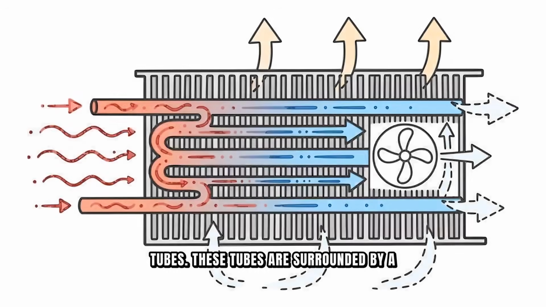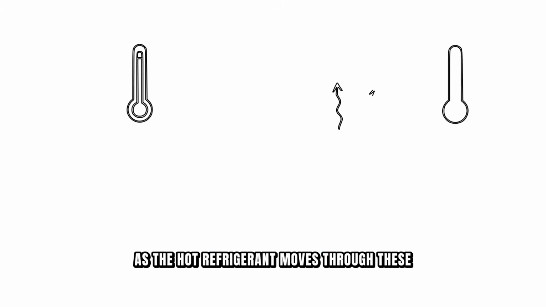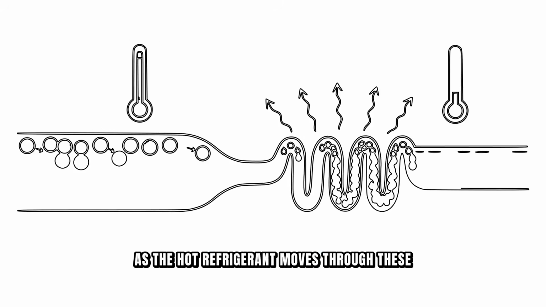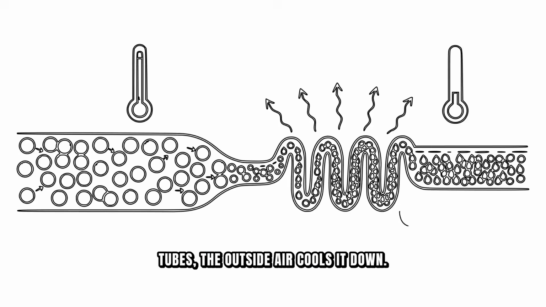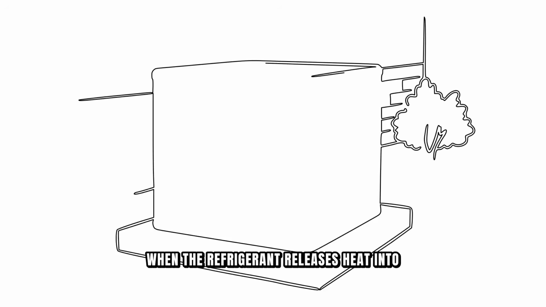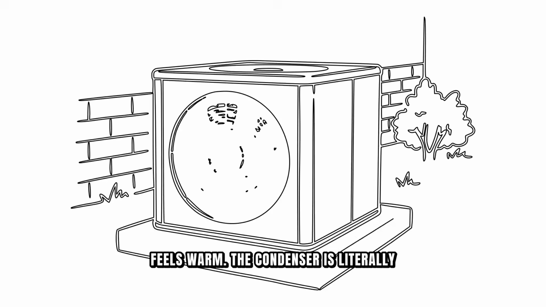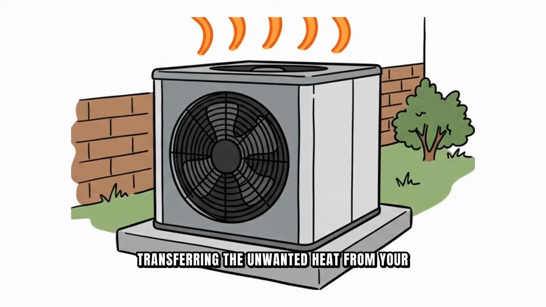These tubes are surrounded by a fan that blows outside air across them. As the hot refrigerant moves through these tubes, the outside air cools it down. This causes the refrigerant to change from a gas back into a liquid. When the refrigerant releases heat into the outdoor air, that's why the air coming out of your outdoor AC unit feels warm. The condenser is literally transferring the unwanted heat from your home to the outside world.